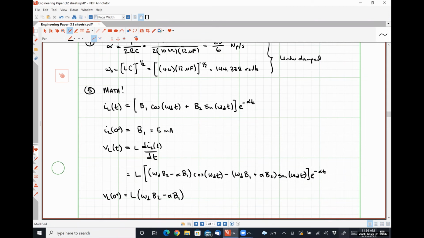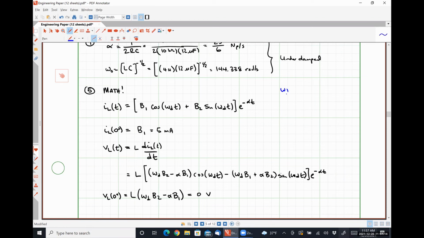Well, we already know that's going to have a value of what? So what was the actual solved-for capacitor voltage at t equals 0 plus? 0, right? So if we take a moment to calculate what omega d is, we have enough information to solve for our unknown coefficient B2. So let's do that real quick.